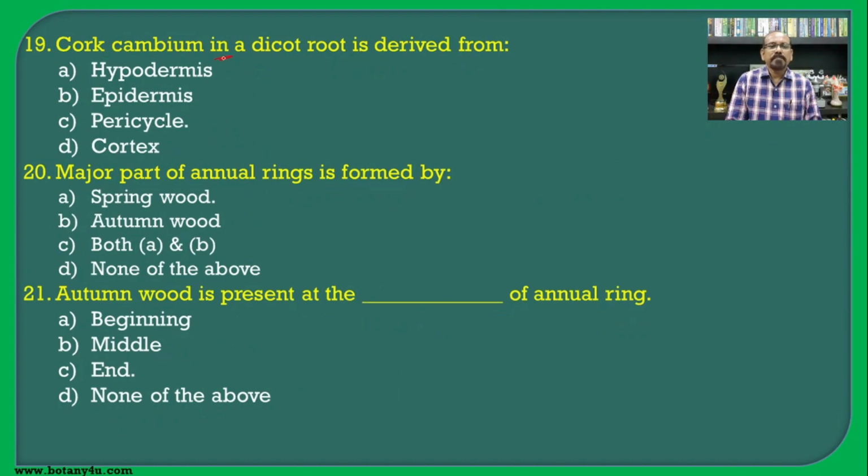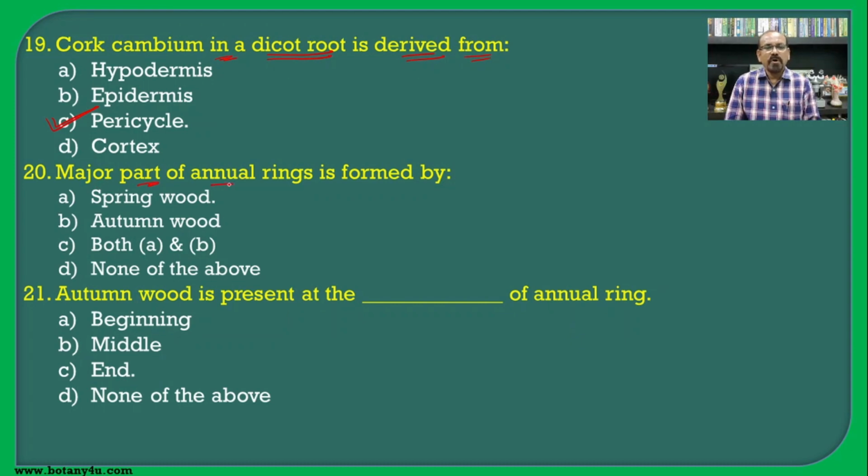Then, cork cambium in a dicot root is derived from. You should remember this, that the cork cambium in the dicot root always develops from the pericycle, and hence it is the answer.